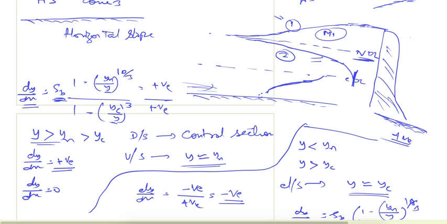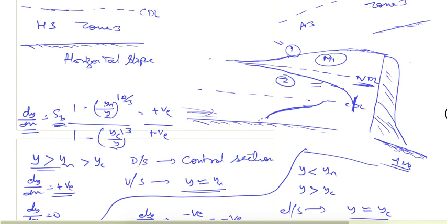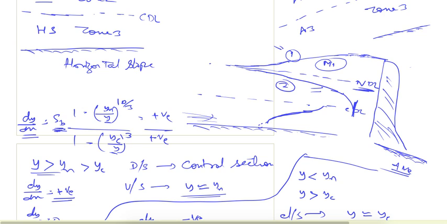So for the generalization purpose, we can say if some profile is occurring in zone 1, it will always be a rising profile, and in zone 3 also it will be a rising profile, and in zone 2 it will be a dropping profile. If it is rising, it is called a backwater curve, so 1 and 3 are backwater, and in zone 2, if it is dropping like this, it is called a drawdown curve.